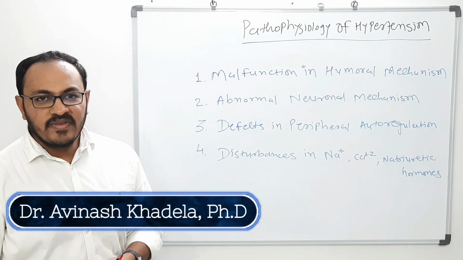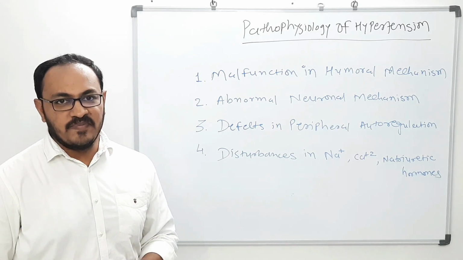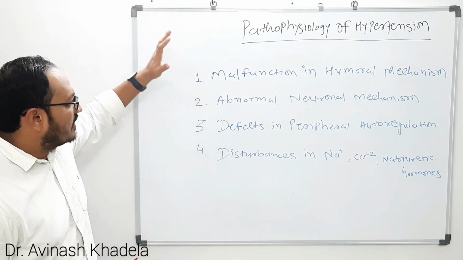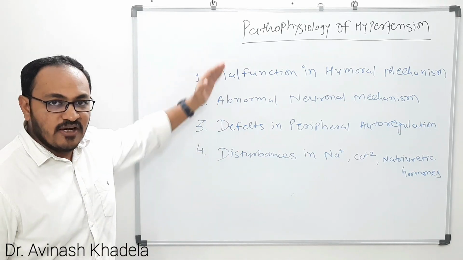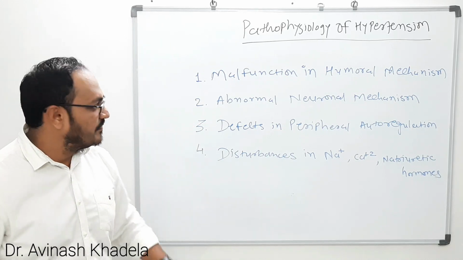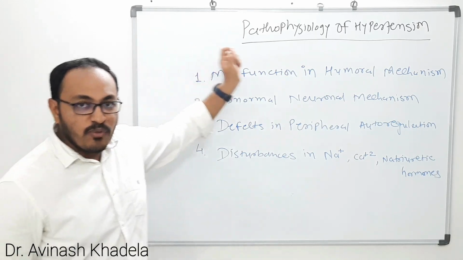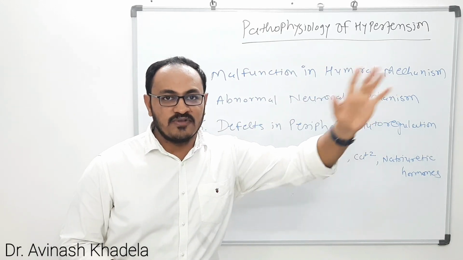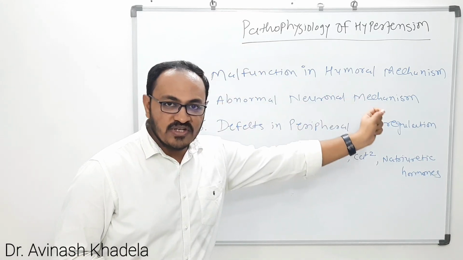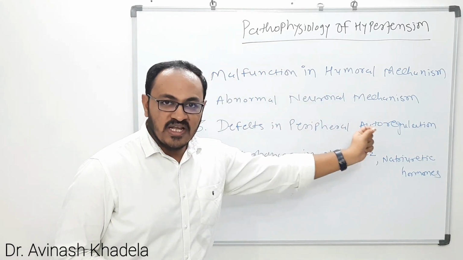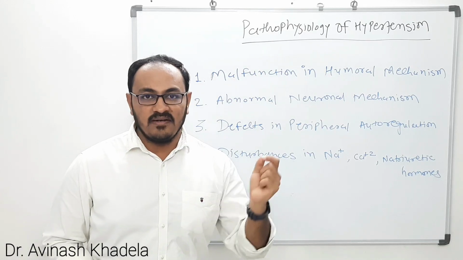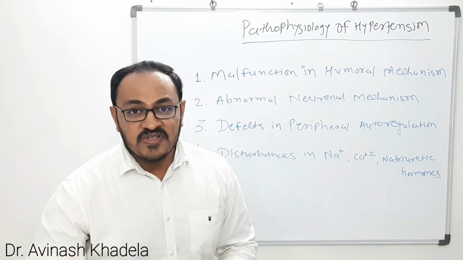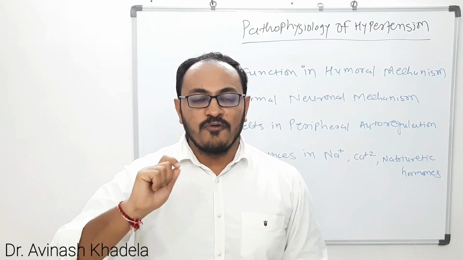Let us understand the basic pathophysiology of hypertension. To understand the physiology of hypertension, we need to understand the four different parameters which affect human blood pressure. The first and most important is the humoral mechanism, which comprises the renin-angiotensin-aldosterone system. Second is neuronal regulation. Third is peripheral autoregulation, and fourth is electrolyte balance. These are the four parameters responsible for maintenance of normal blood pressure.